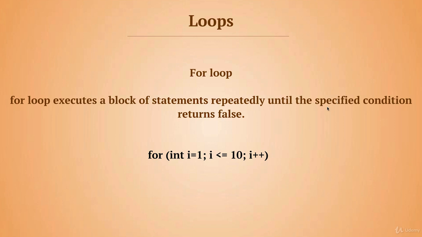As we mentioned in the definition, there is a condition that should return false. Here the condition is that i should be less than or equal to 10. So this loop will continue until it reaches the number 10. Again, there is a semicolon, and then i++, this operator, which means increment i by 1. Okay, let's go ahead and try it.